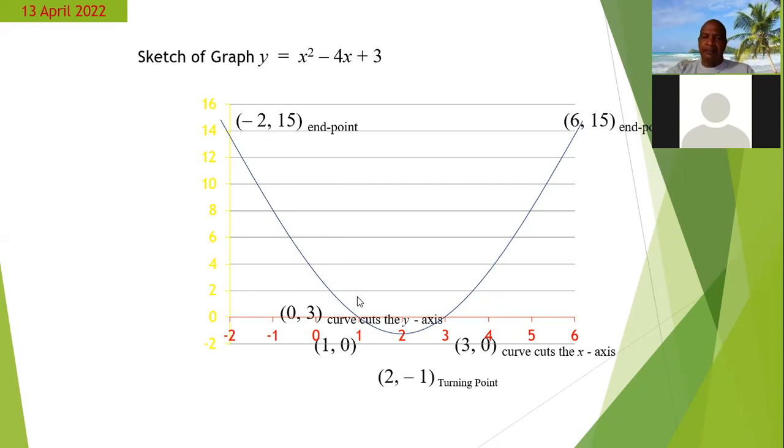All right, guys. Now you should know though how to find the turning point, because sometimes they can ask you what is the turning point, or what's the x value, what's the y value. They can ask you those questions.